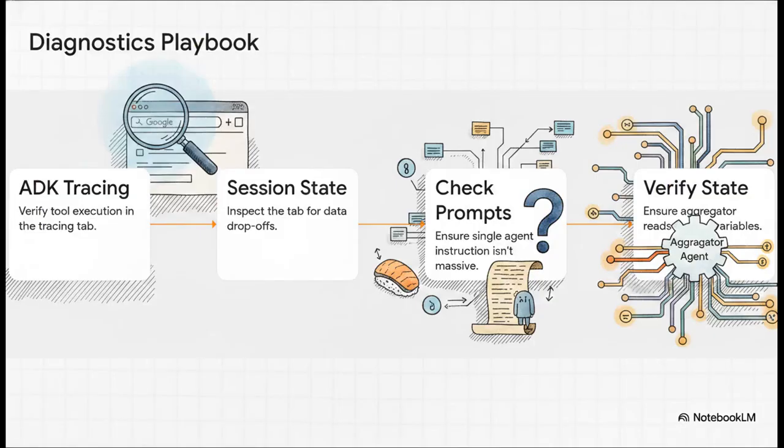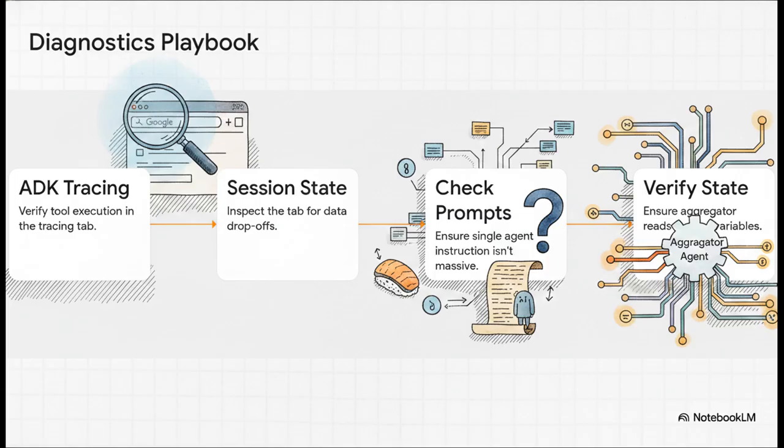Now, eventually, an agent is going to hallucinate or fail in one of these complex workflows. It's just a reality of working with AI. When it happens, we aren't just going to stare blankly at a generic error code. Here is your step-by-step diagnostic playbook. Step 1. Open the ADK tracing tab in the web UI. You can physically verify if the agent actually executed that Google search tool or not.